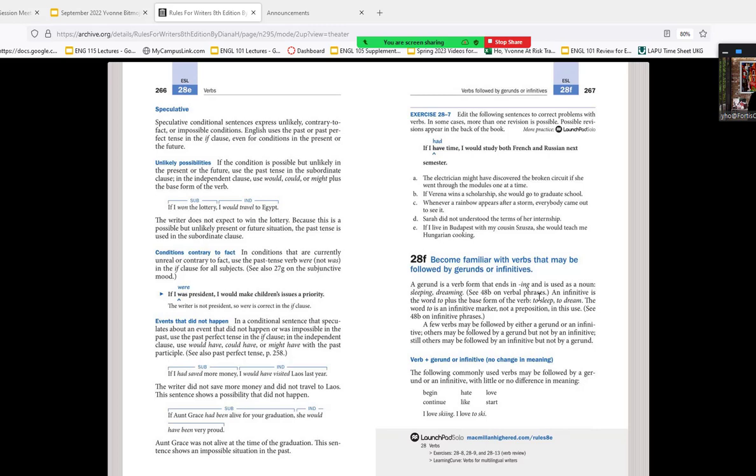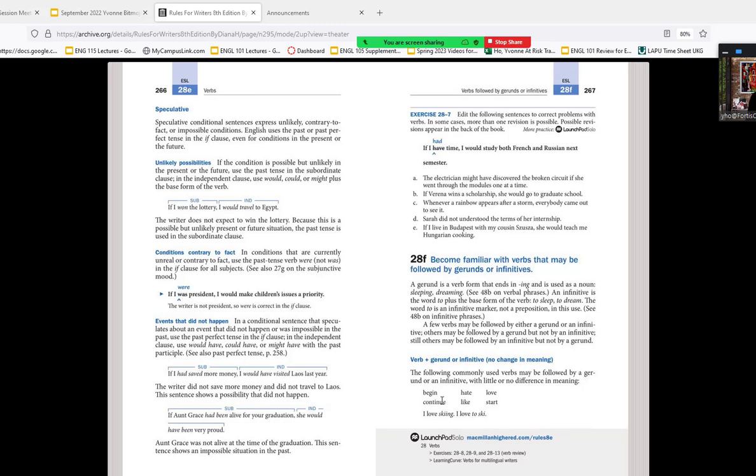A few verbs may be followed by either a gerund or an infinitive. Others may be followed by a gerund, but not an infinitive. Still others may be followed by an infinitive, but not by a gerund. So the following commonly used verbs may be followed by a gerund or an infinitive with little to no difference in meaning.